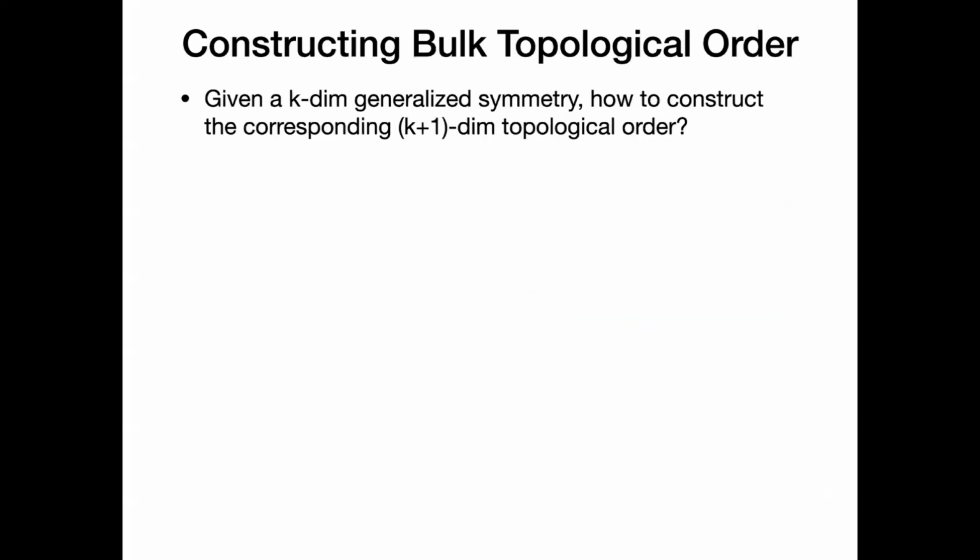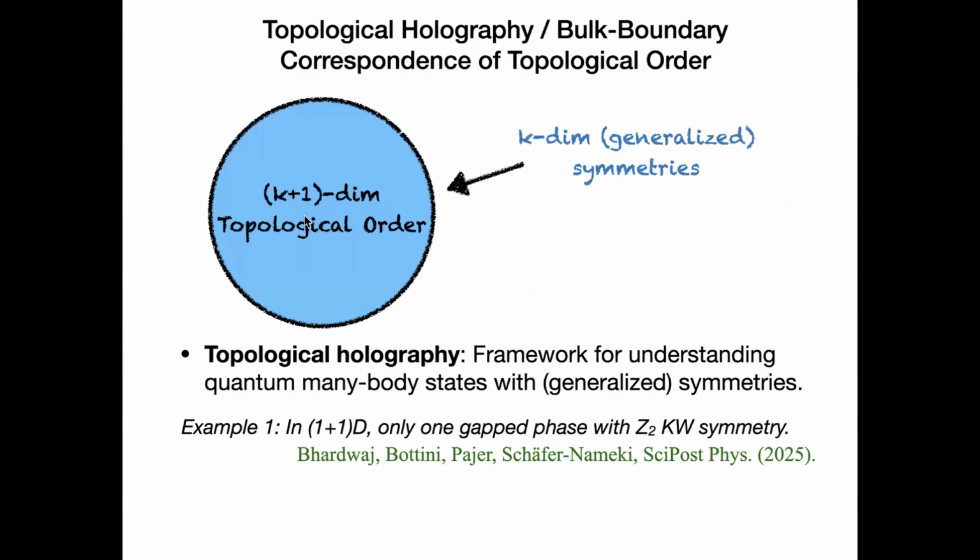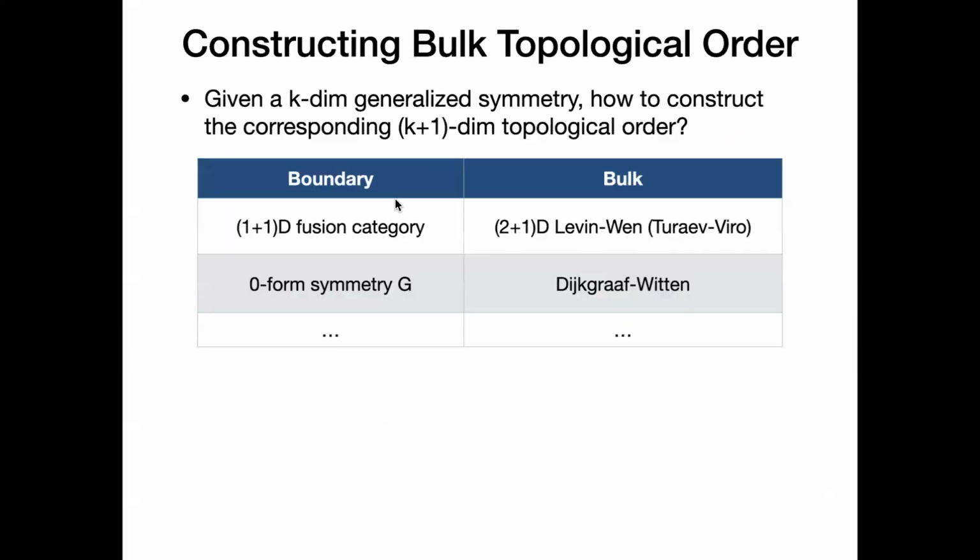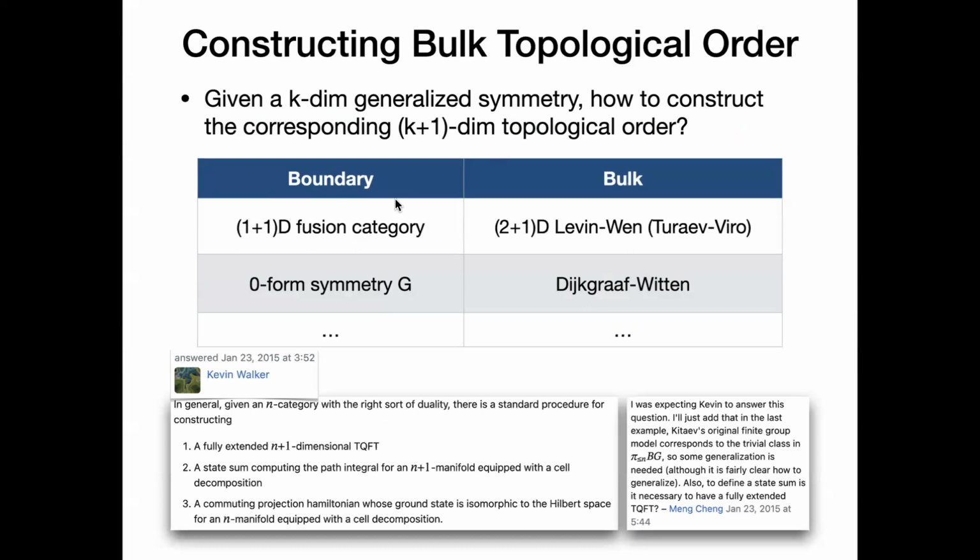That is actually the question we wanted to understand here. In the case where the symmetries have a categorical description, people already have a very well established way of describing the bulk topological order. There's some functor in category theory that can do this job.